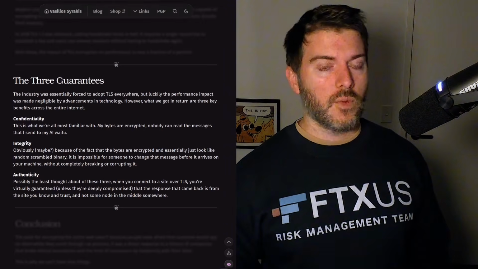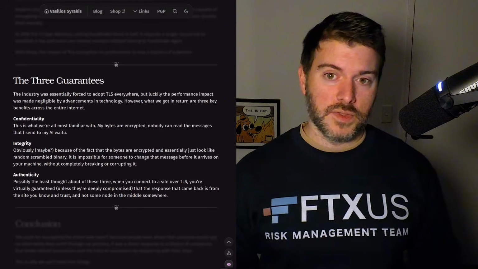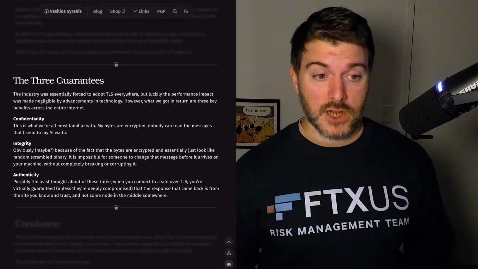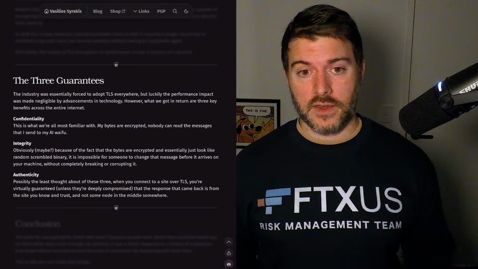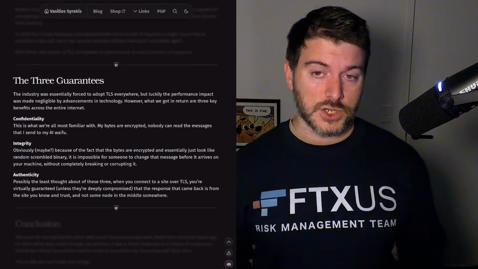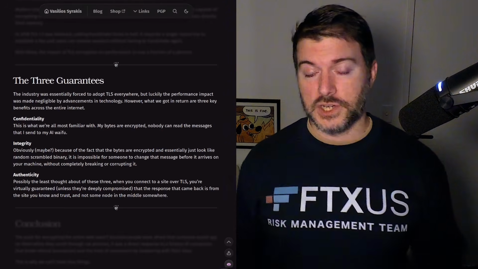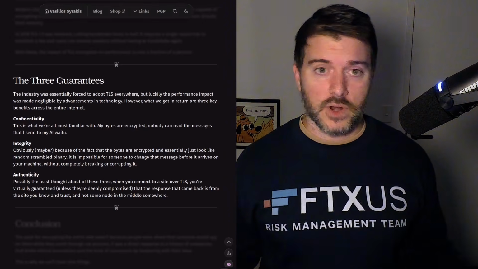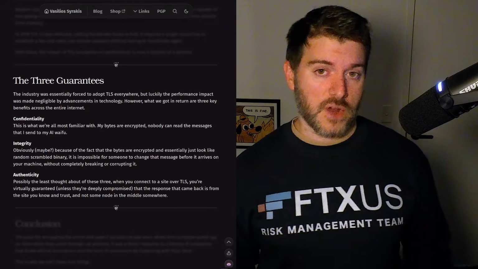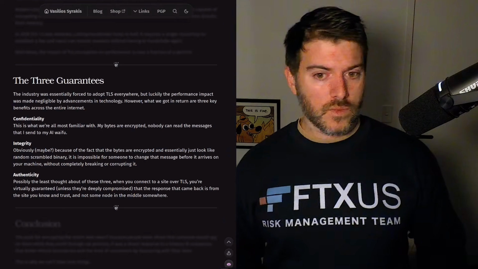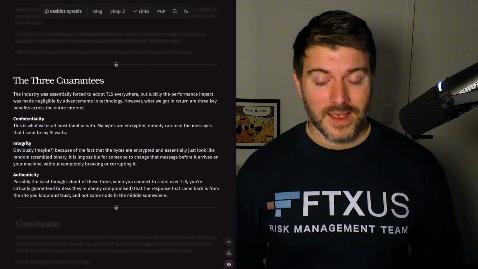Even though the industry was pretty much forced to adopt TLS everywhere because of corporations doing these silly things, it wasn't necessarily a bad thing, because not only were the performance impacts not as bad because of innovations, but also there are three things that we get from encryption, one of which is widely known and acknowledged, which is confidentiality. So when two parties are talking over an encrypted stream, we know that no one can see inside that stream.